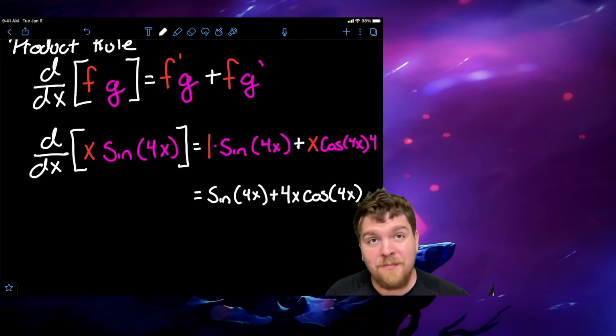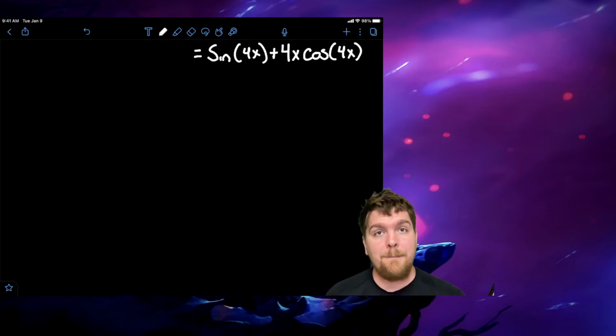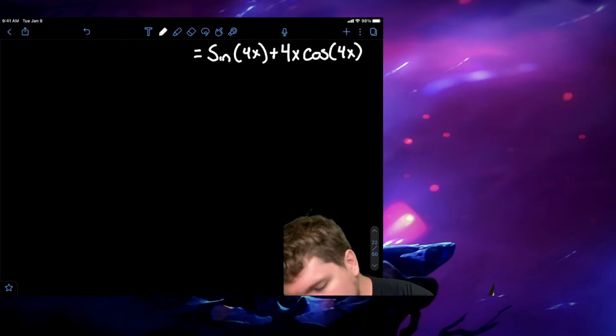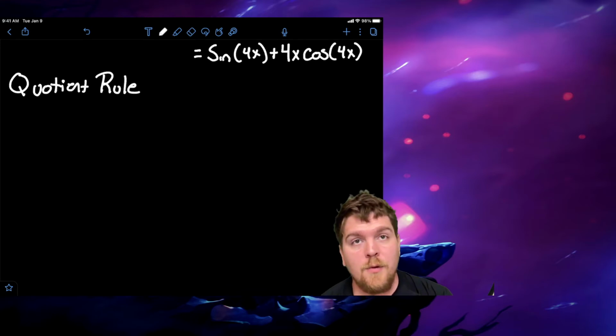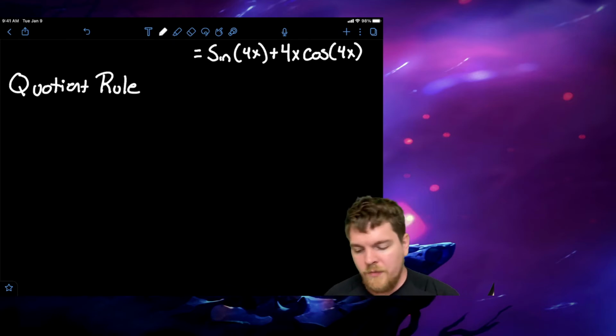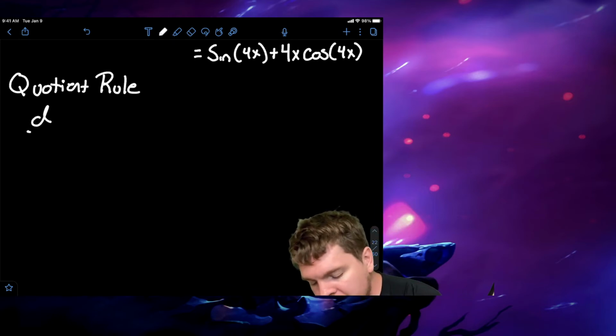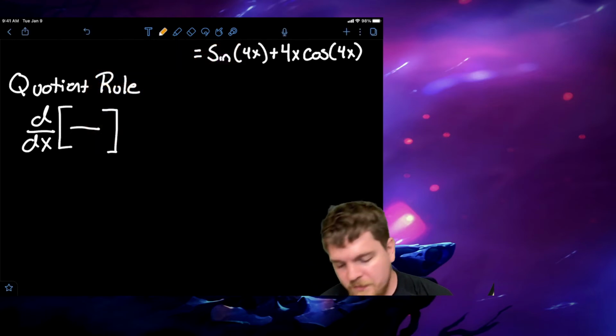Next, let's go ahead and play around with our quotient rule. So this is going to be probably the last of our big derivative rules. So what does the quotient rule say? Well, it's kind of an extension of the product rule. The product rule told us how to take the derivative of a product. The quotient rule is just a fancy rule that tells us how to take the derivative of a quotient. So what is a quotient? Well, it's just a fraction.